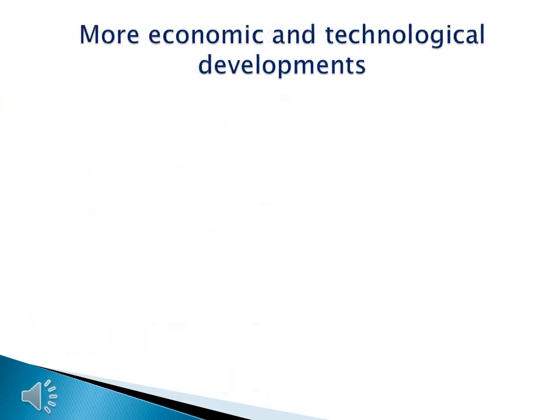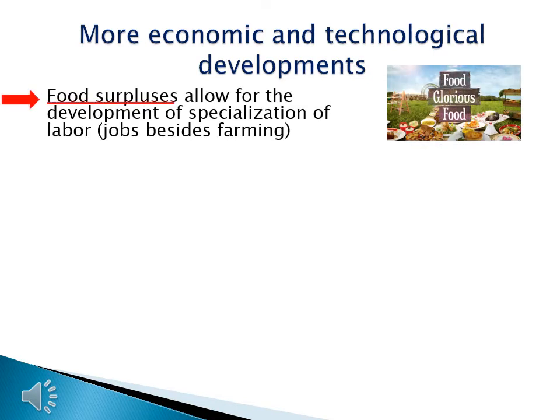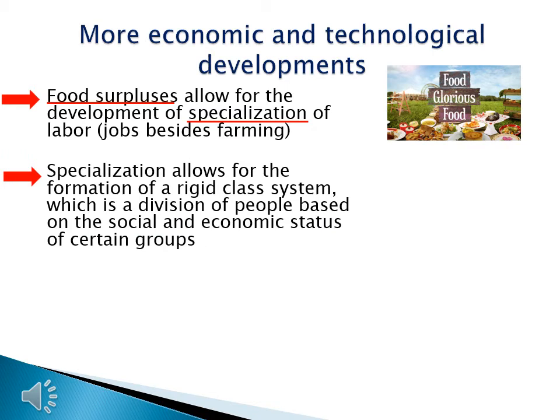The other economic and technological development in Mesopotamian civilization deals with organizing people. In other words, what jobs must people do in order to meet the needs of the civilization? You see, food surpluses allow for the development of specialization of labor. We now can have other jobs besides farming because everybody doesn't have to work in the field to feed the population. So we are going to have other jobs like scribes and artisans and merchants. But this specialization allows for the formation of a rigid class system. And all that is a division of people based on social and economic status of certain groups.